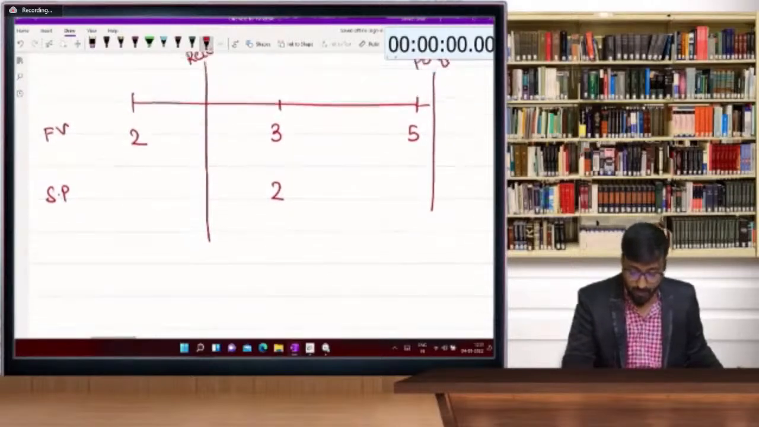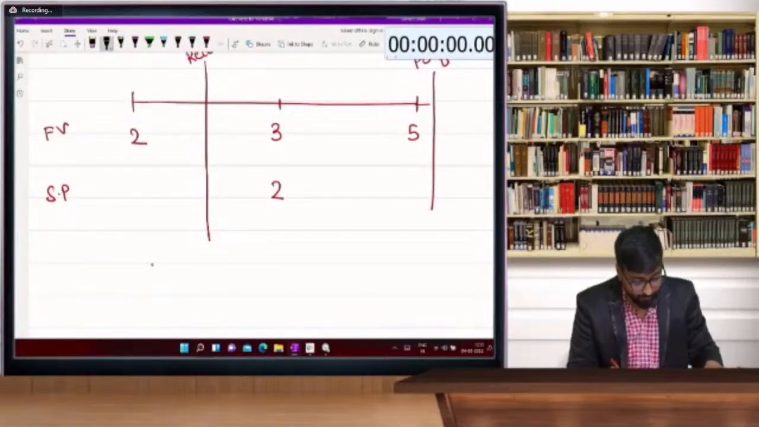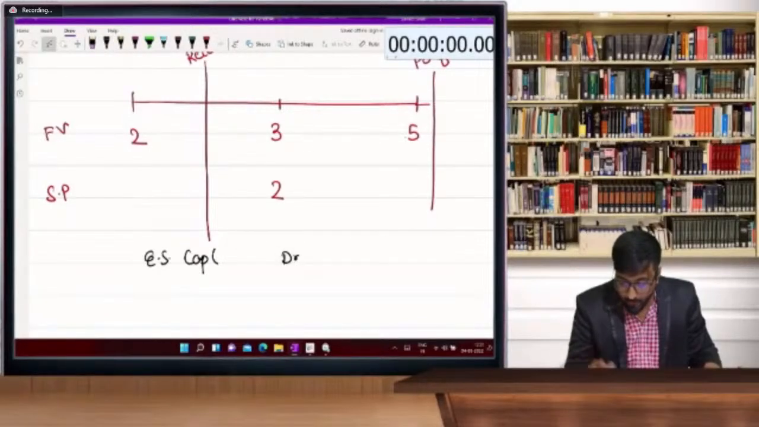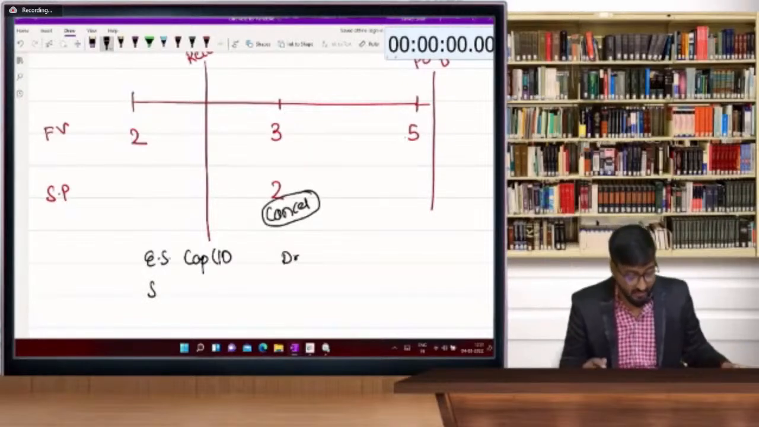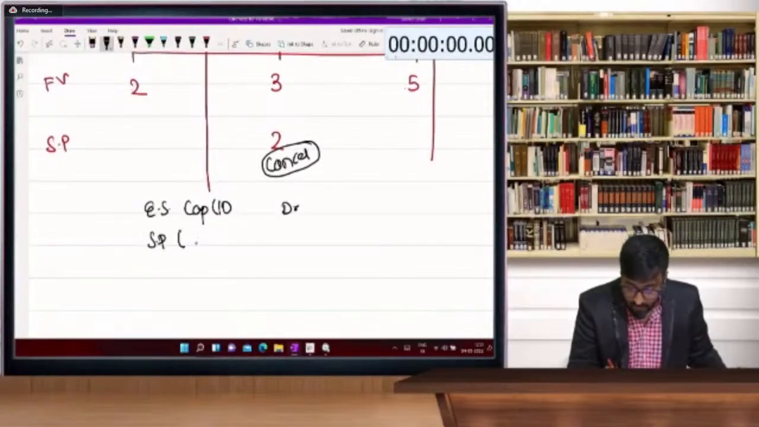Called and forfeited. What is the entry, beta? Equity share capital account debit. Think for 1 share. Called up amount, face value: 2 plus 3 plus 5, 10. Security premium, received or not received? Not received, so cancel it. Think for 1 share. Security premium 2.